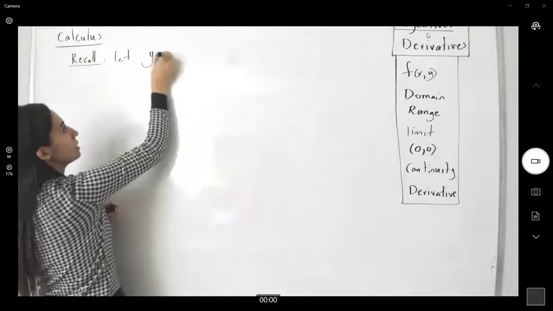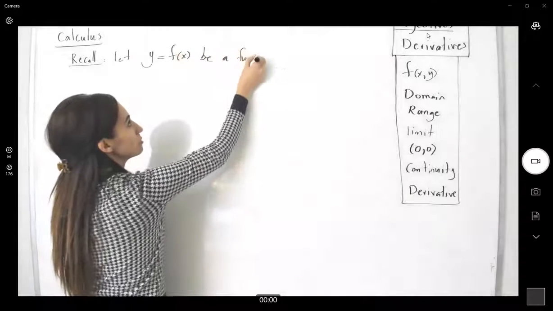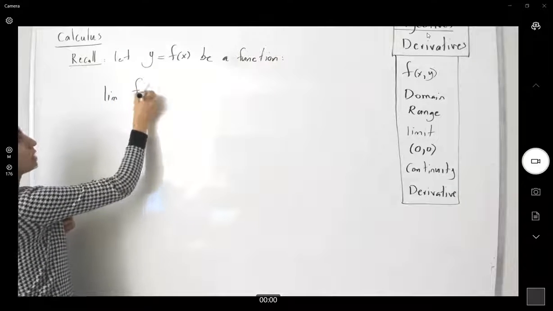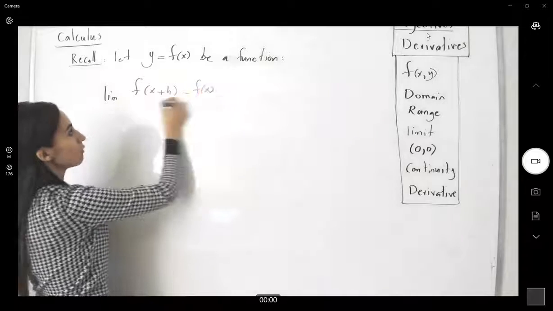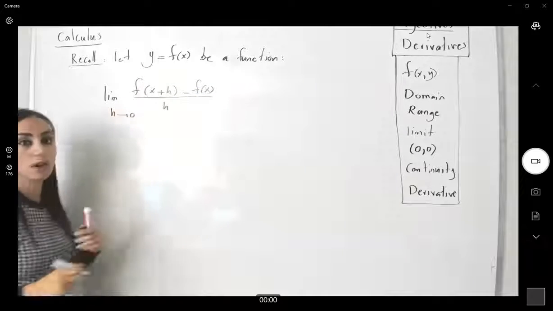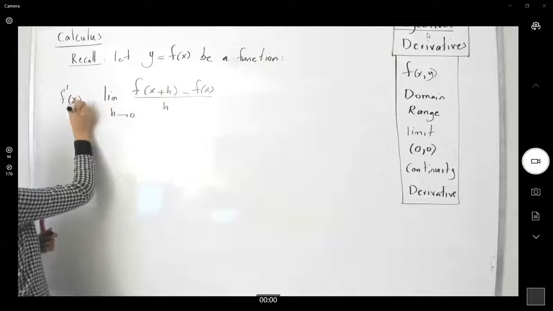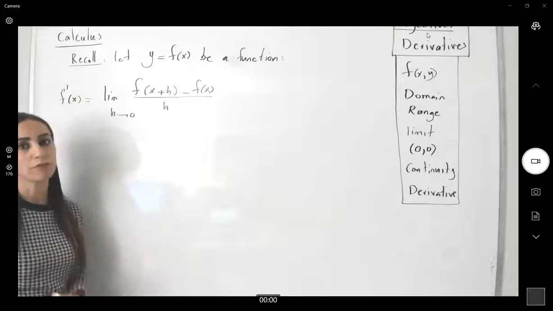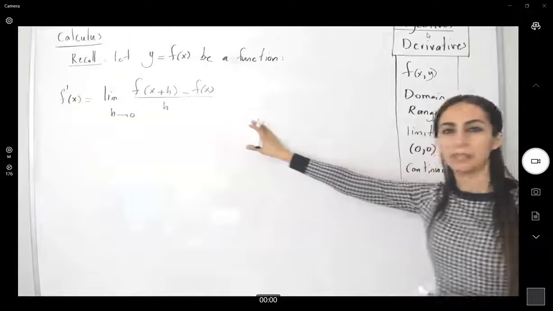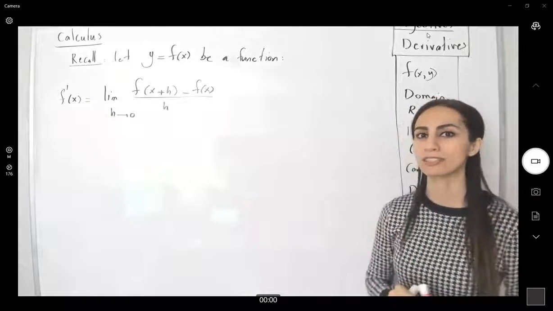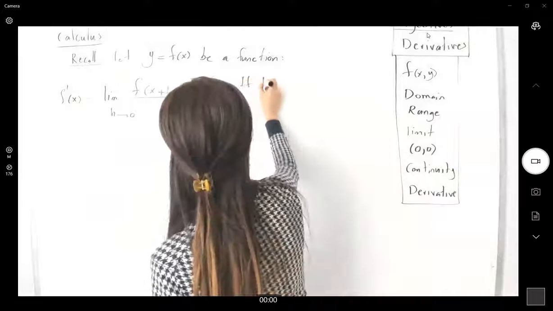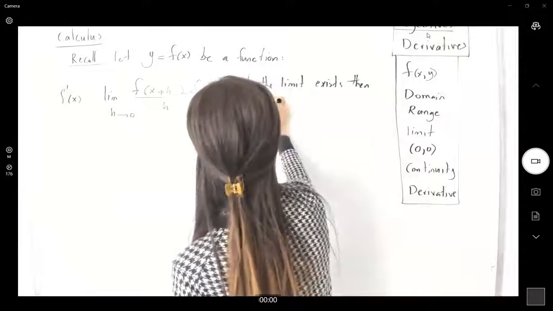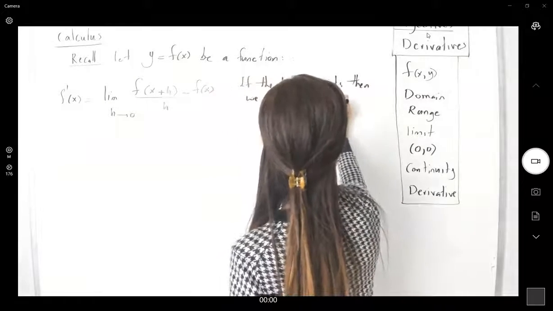Let y equal f of x be a function. This is what you learned in elementary calculus. The derivative of the function is defined as the limit of f of x plus h minus f of x, divided by h, as h goes to 0. This is the official definition of the derivative of the function. If the limit exists, then you say that the derivative of the function exists. If the limit exists, we can apply those shortcuts that you learned before.